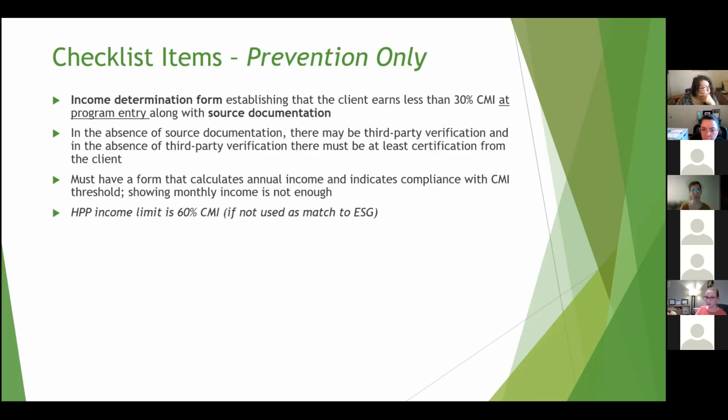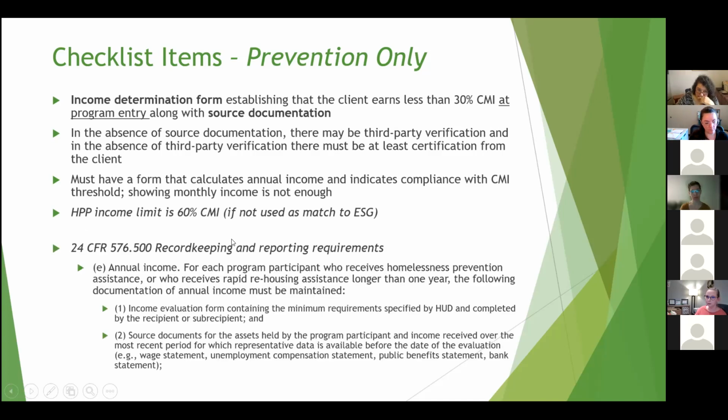Depending on the funding source, that CMI is a little different. For HPP, if you're not using it as match, the income limit is 60% CMI. And for ESG-CV, the COVID money, it's 50%. Just to make them extra confusing with lots of different numbers. But ESG is 30%, and any funds used as match to ESG is 30%. If it's HPP not as match, it's 60; ESG-CV, 50. Any questions on that one?